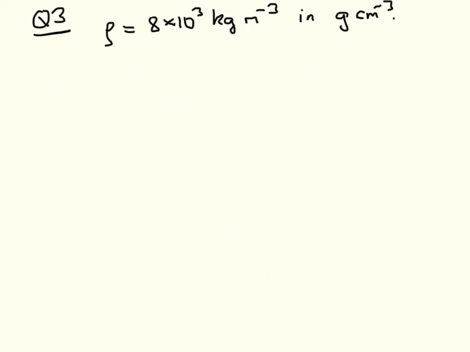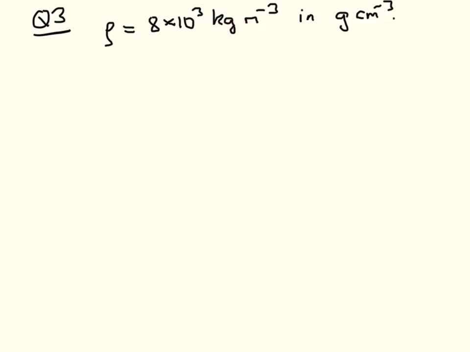So this question asks us to look at a density, and we're going to express the density which is given as 8 times 10 to the 3, so that's 8,000 kilograms per cubic meter, in grams per cubic centimetre. So this number is going to sit there until the end. If there are any powers of 10, we will tidy this up at the end. And these are the things that we need to change.